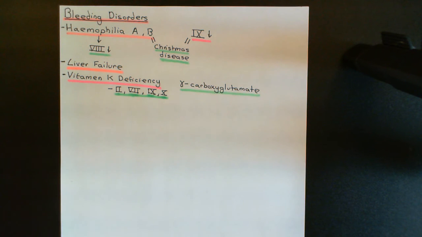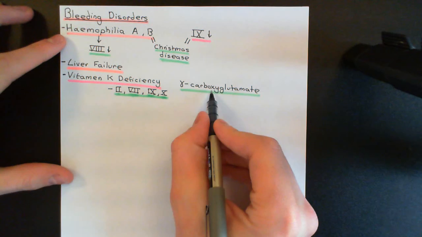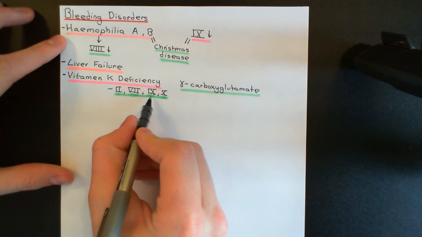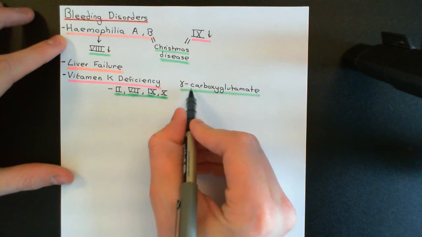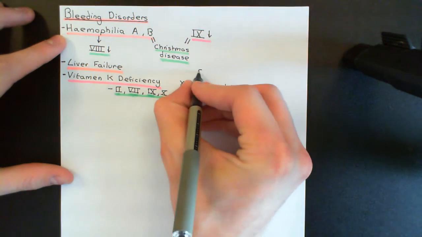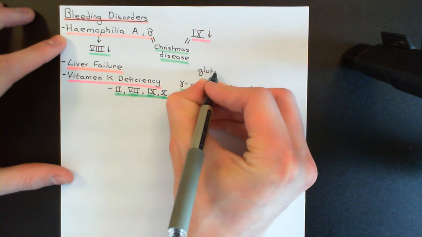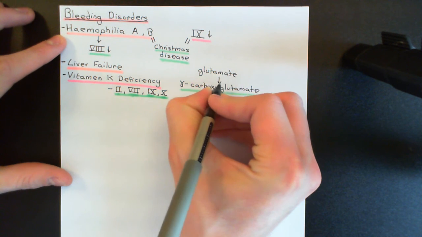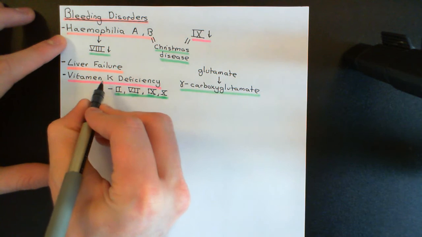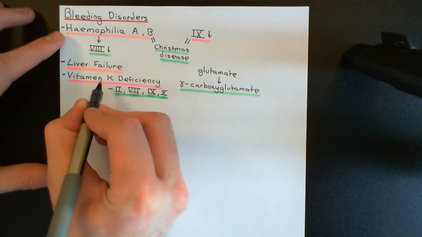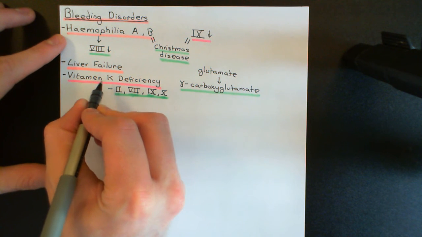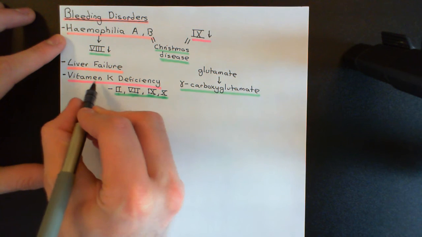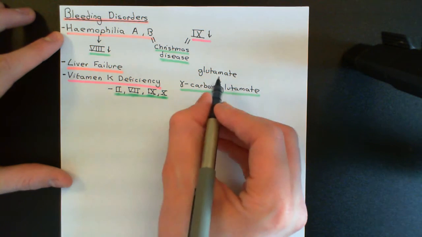Now, when these coagulation factors are being produced in the liver, you have to put these amino acids in. You have to change the amino acid glutamate, which is one of the normal amino acids, into gamma carboxyglutamate. And this process requires vitamin K. I want to study this in more detail now. Therefore, if you are deficient in vitamin K, you cannot do this.